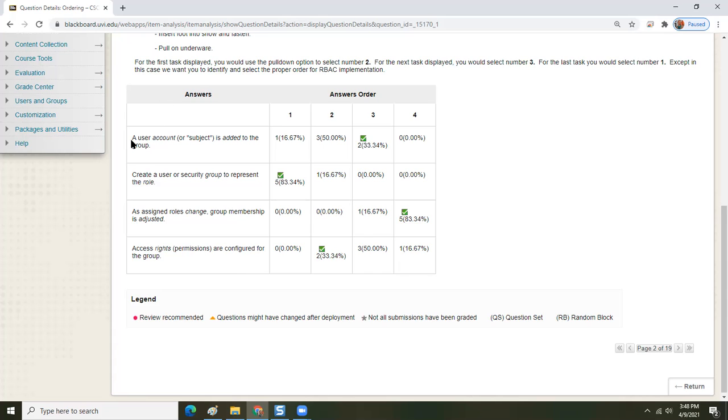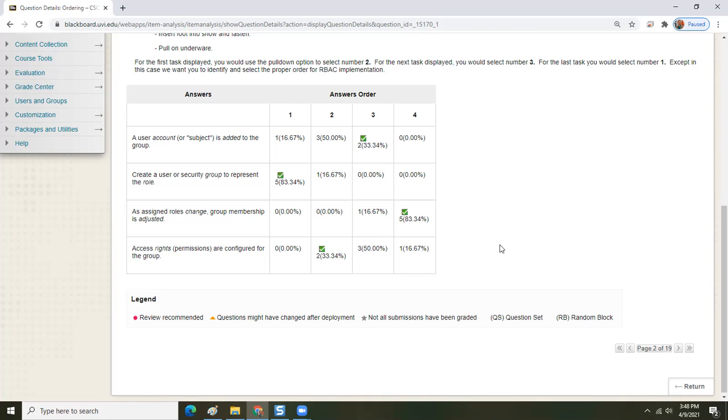The first one that displayed is a user account or subject is added to the group. That's actually the third step. The first step is to create a user or security group to represent a role in generic terms, right? And the second step is access rights are configured for the group. The third one is the user account or subject is added to the group. The fourth step is as assigned roles change, group membership is adjusted. That's the fourth and last step. So it's easy to just change assignments to groups, right? Any questions?